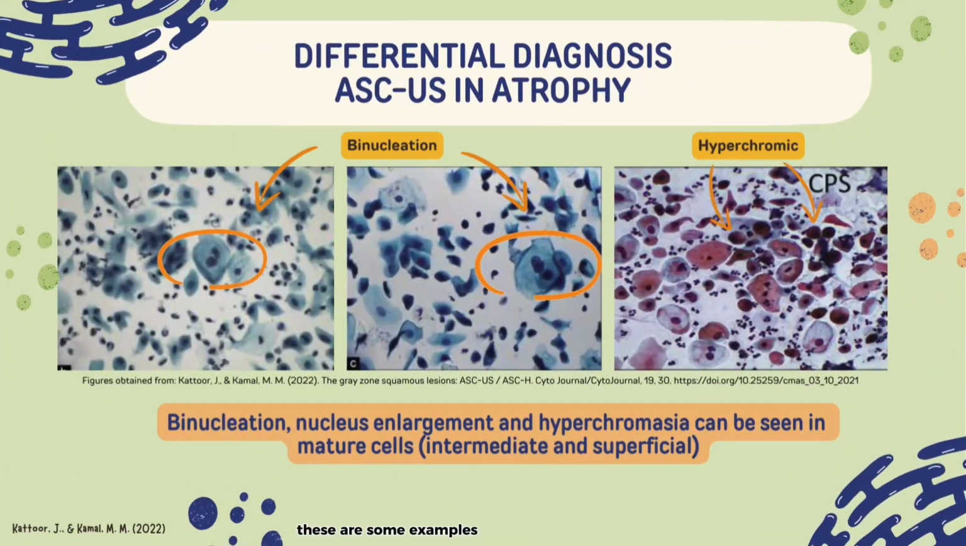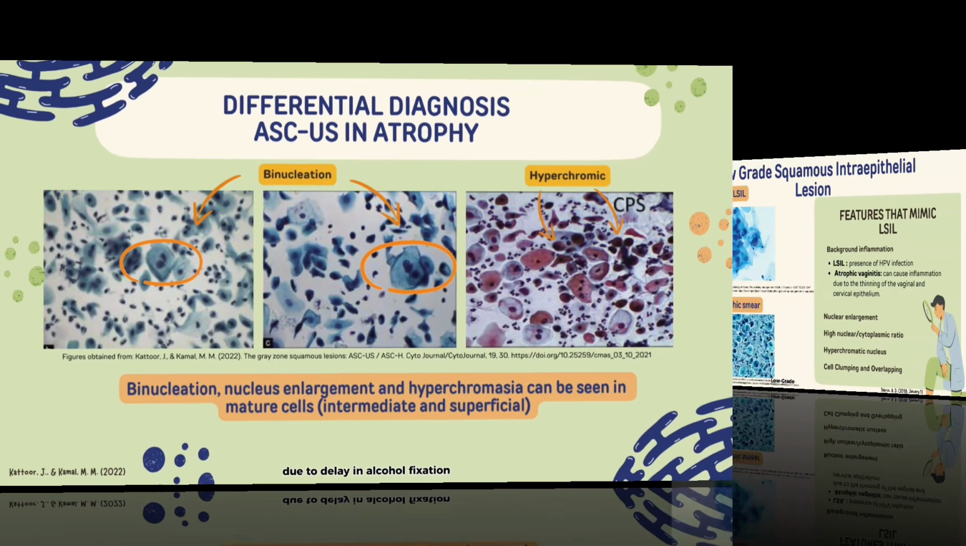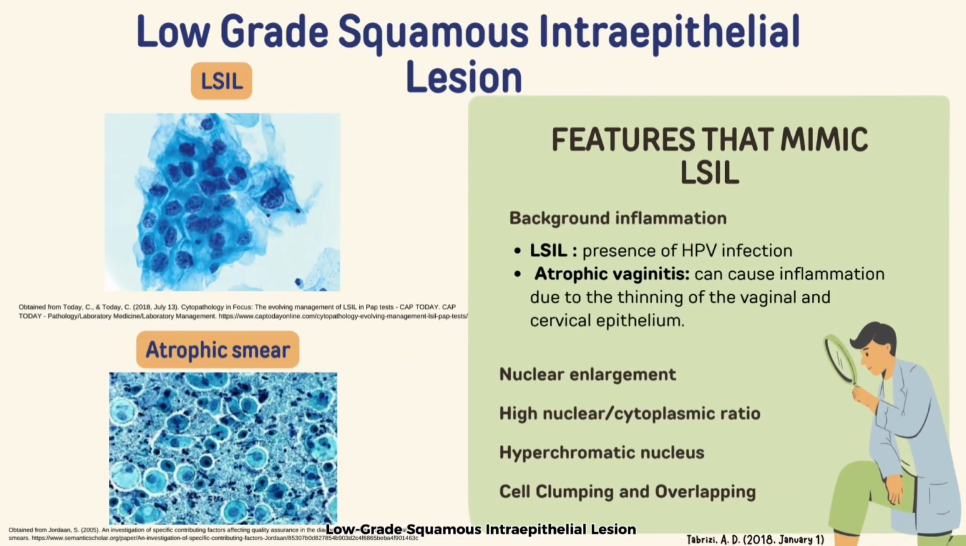These are some examples of ASC-US in atrophic smear. The first and second pictures show binucleation cells, and the third picture shows a few hyperchromic cells due to delay in alcohol fixation. Low-grade squamous intraepithelial lesion, LSIL, and atrophic changes in pap smears are 2 different conditions, but they can share some similarities that might cause confusion in their diagnosis.